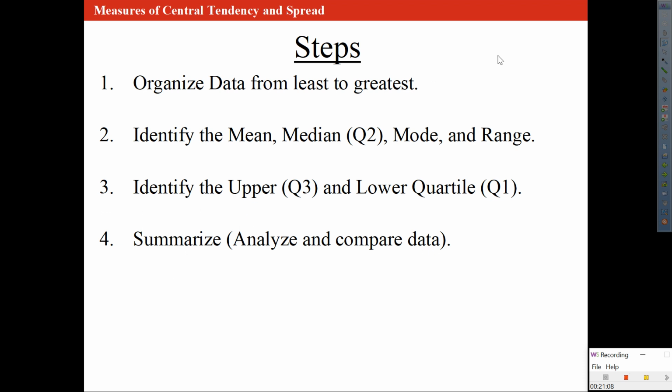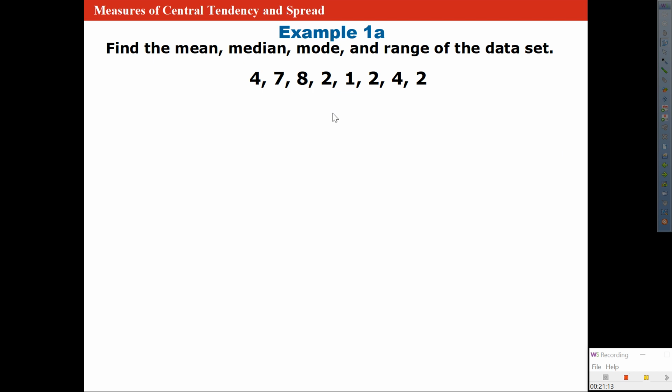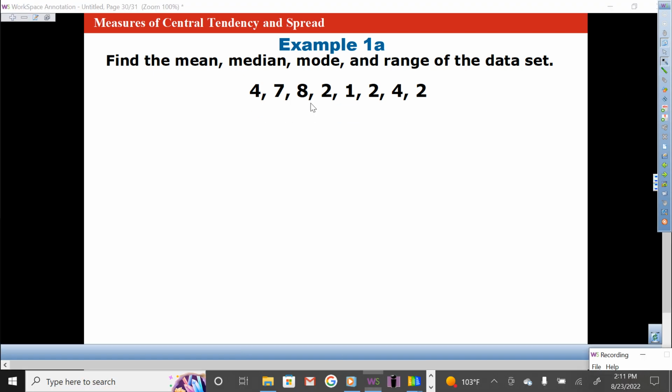Ready? Start with example 1. It says, find the mean, median, mode, and range of the data set: 4, 7, 8, 10, 1, 2, 4, 2. If you don't want to write the instructions, that's okay, because we're going to be doing the same thing for everything. Just copy example 1A and copy the data first. We'll do this one together. I know I'm going a little bit faster than usual, but this is more like a review. So here we go.